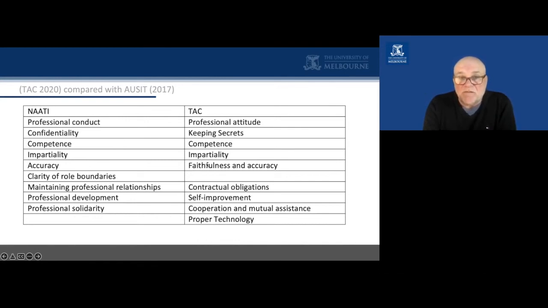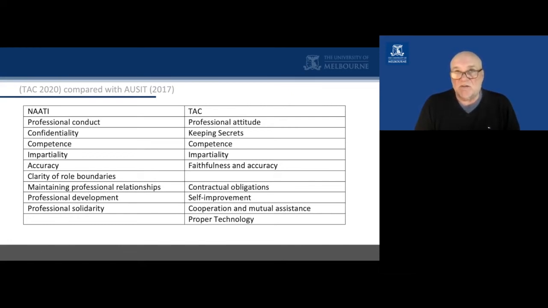Faithfulness is there as well as accuracy, because Chinese ethics is traditionally based on virtues from a Confucian way of thinking about ethics. And what is really interesting is that the Chinese one has technology there. A whole lot of issues about using technology.